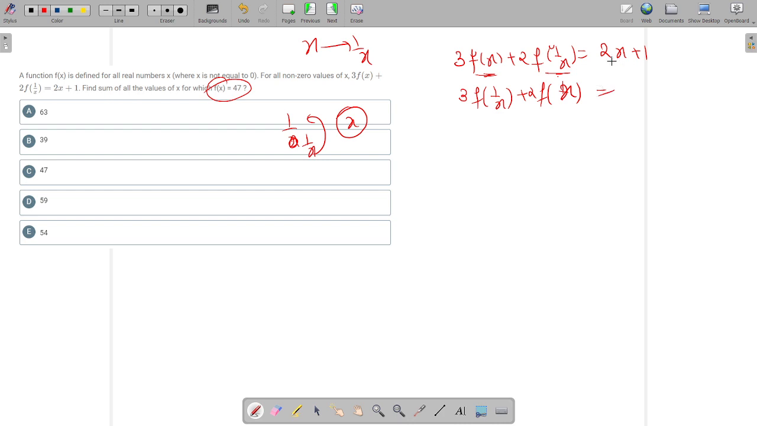Okay, so in place of x we will write 2 by x plus 1. Now try to get rid of this f1 by x. Why? Because we need fx. So to get rid of this, we'll multiply 3 over here and 2 over here. Then we have to solve this.